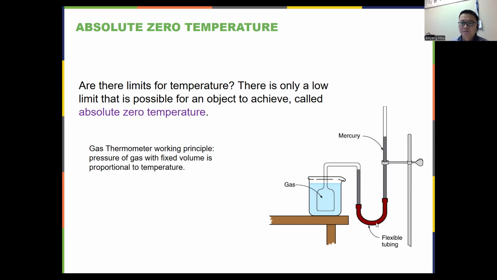if this is a flexible tube, you can move the right-hand side of the tube to adjust so the level of the mercury on the left will be exactly at this gap, but the level on the right will change according to the temperature. So you can figure out the temperature of the gas by looking at the surface mercury level on the right here. This is how a gas thermometer works.